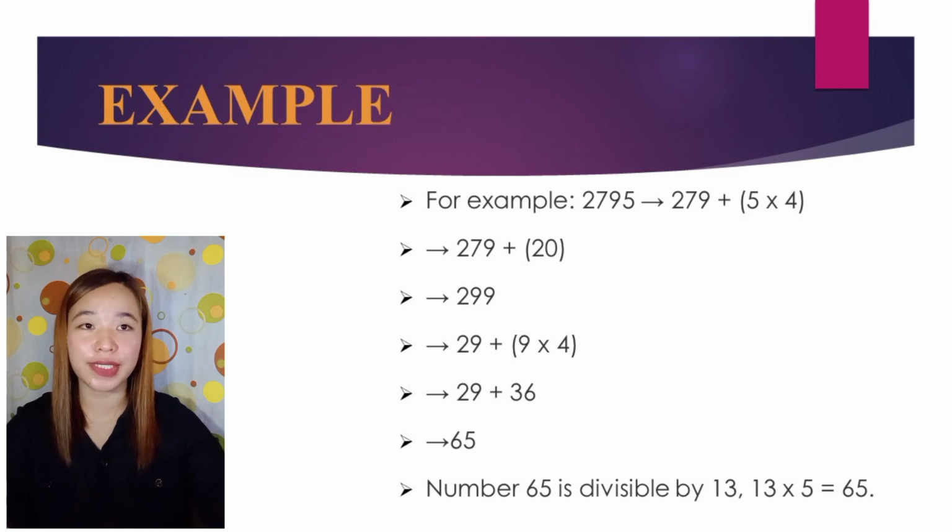So for example, the number is 2,795. It is equal to 279 plus the quantity of 5 times 4. So, 279 plus 20 is equal to 299. So it is equal to 29 plus 9 times 4, so 29 plus 36, and it is equal to 65. So the number 65 is divisible by 13 since 13 times 5 is equal to 65.